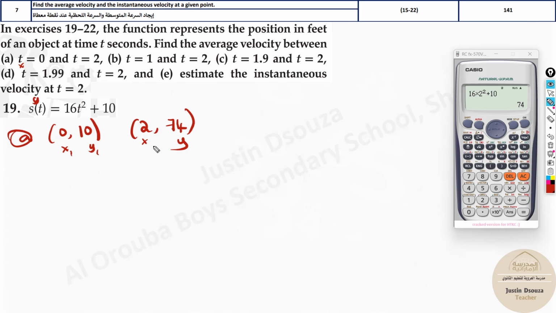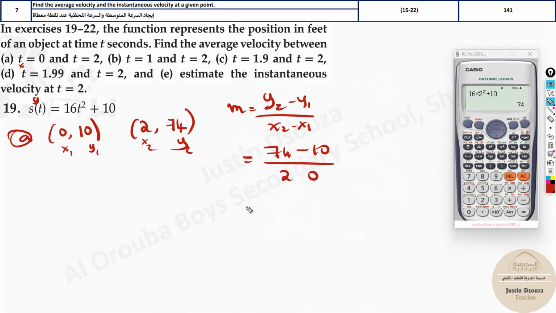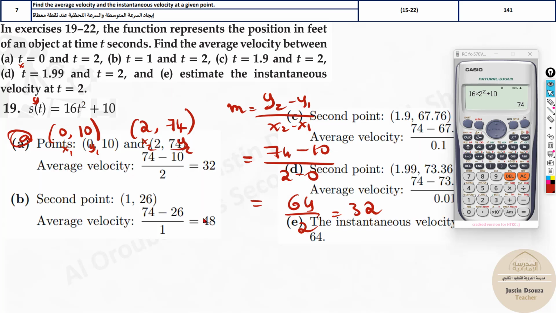Now take this as x1, y1, x2, y2. Even if you interchange them as x1, y1, x2, y2, it won't differ. The answer will be the same. Put them in the formula. The slope m equals y2 minus y1 divided by x2 minus x1. If you substitute that, that is 74 minus 10 divided by 2 minus 0. You're going to get the answer 64 by 2, that is 32. That's the answer. You can do it in the calculator. That's the first part. How much did we get? 32. Okay, all the answers are available.